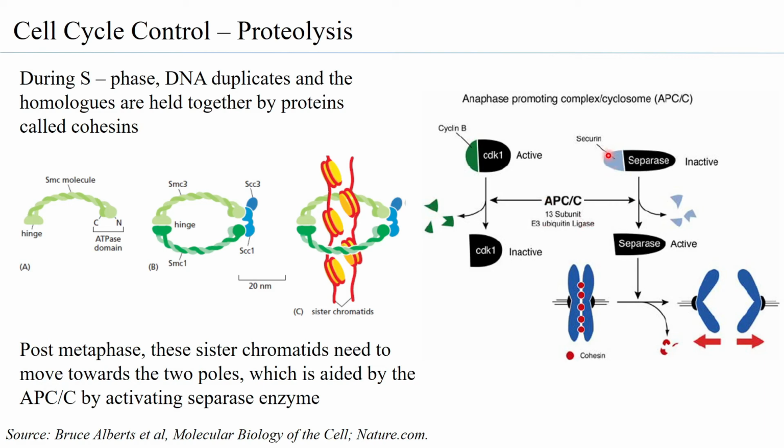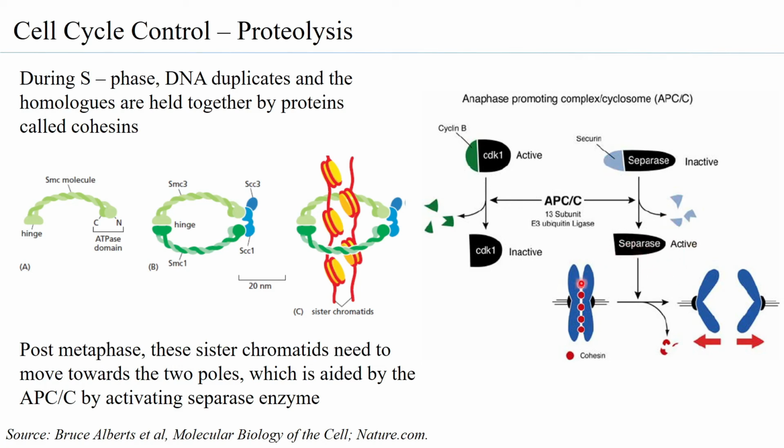Now, once mCDK activates the APCC and then further mCDKs are degraded, this APCC is going to ubiquitinate securin, because the securin is no longer going to remain phosphorylated as the mCDK is no longer active, and you can have a phosphatase removing the phosphate from here. So the securin gets ubiquitinated, and the ubiquitinated securin then gets degraded, leaving the separase. Now the separase is active.